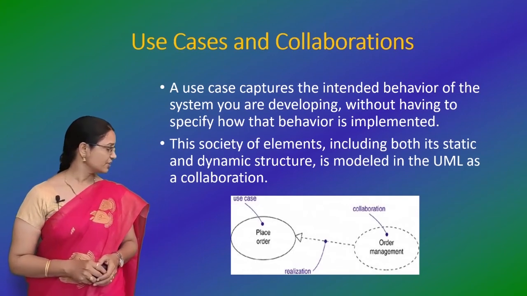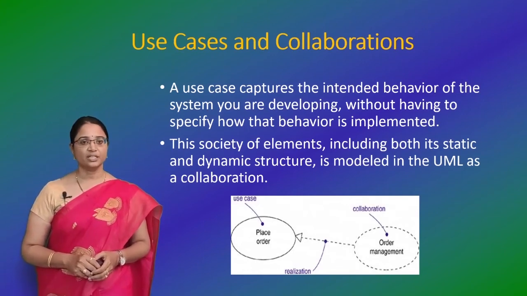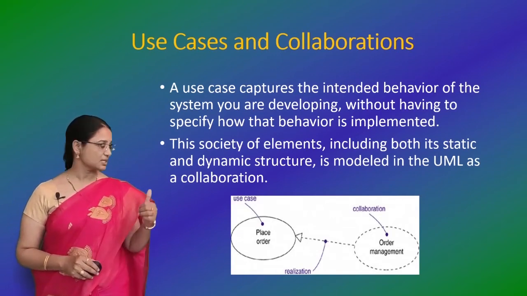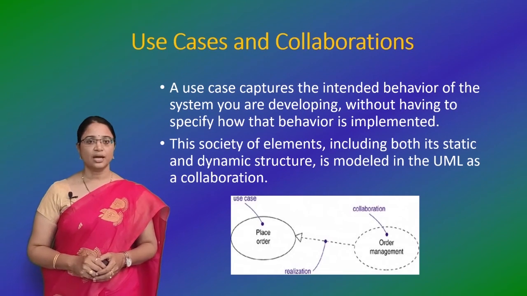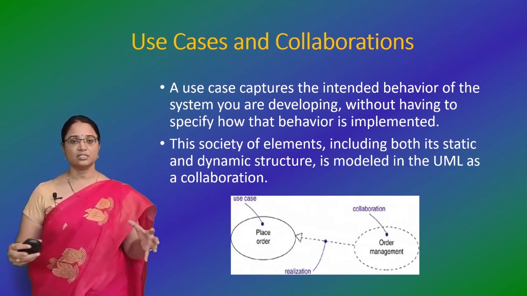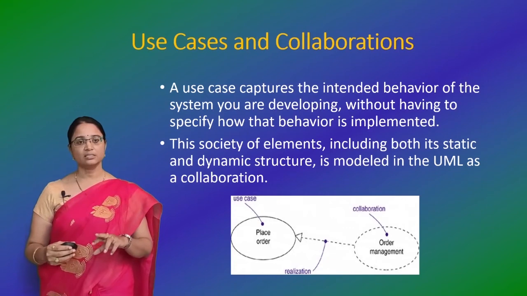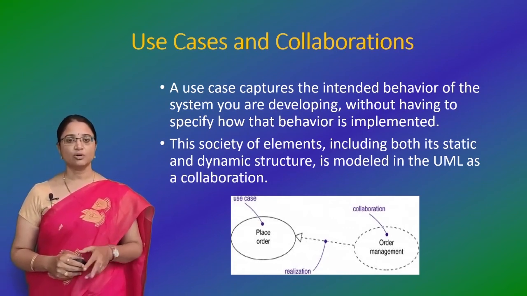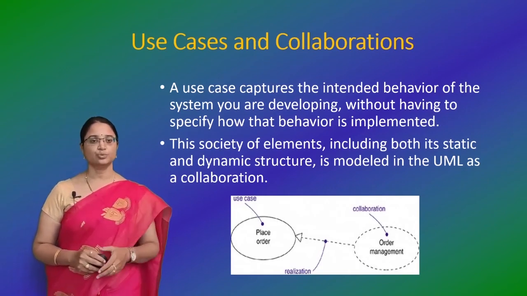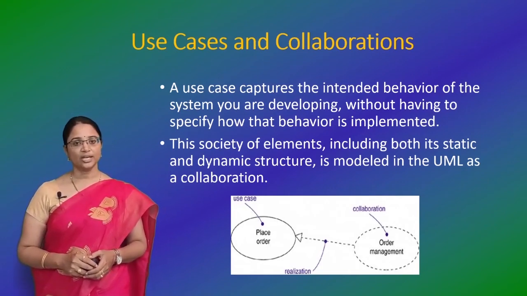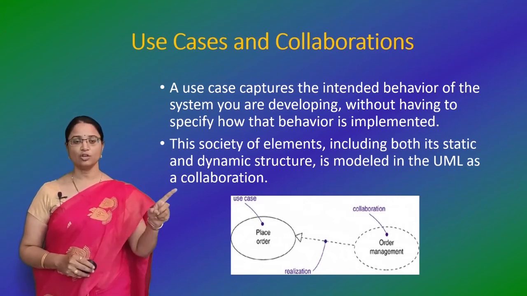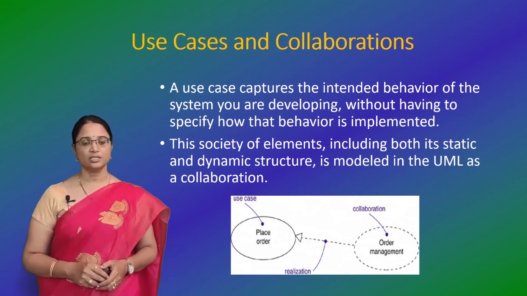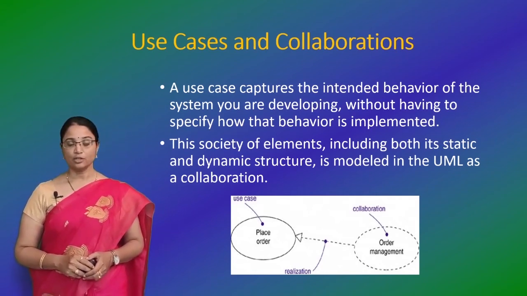Okay, if you see the figure here, you can explicitly specify the realization of a use case by a collaboration. See here, we have placing an order, that is nothing but a use case. And order management consists of a set of roles, and that is given as a relationship, as a realization. So this is how the collaboration is combined with the use case. Most of the time, a given use case is realized by exactly one collaboration, so you will not need to model this relationship explicitly. Okay, this is regarding the use case and collaborations.